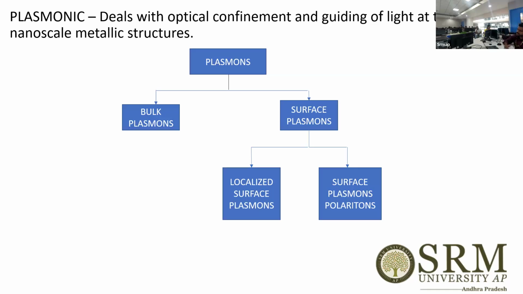My research is that. Surface plasmons are nothing but the electric field perpendicular to the direction of propagation, which is nothing but transverse waves. So we are dealing with transverse waves in surface plasmons, and that is of two types: localized surface plasmons and surface plasmon polaritons. Localized surface plasmon is nothing but a confinement of the free electrons in the metal.